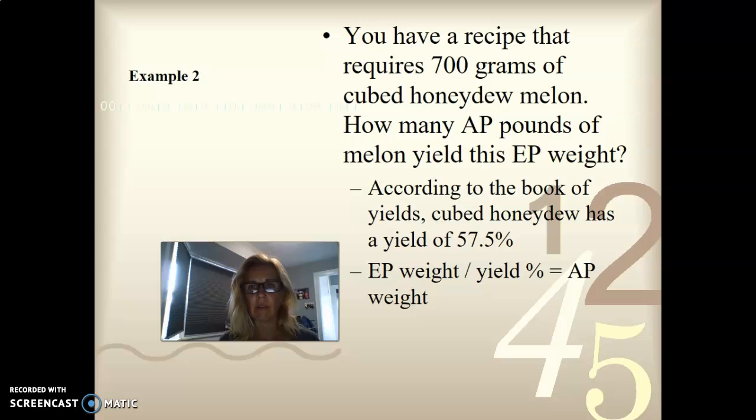You have a recipe that requires 700 grams of cubed honeydew. Well, that's EP, right? Because if it's already cubed, then we've done something to fabricate it, so that's edible portion. How many AP pounds of melon yielded this EP weight? So how many pounds did we have to come up with? Well, if we look at the book of yields, cubed honeydew has a yield of 57.5.